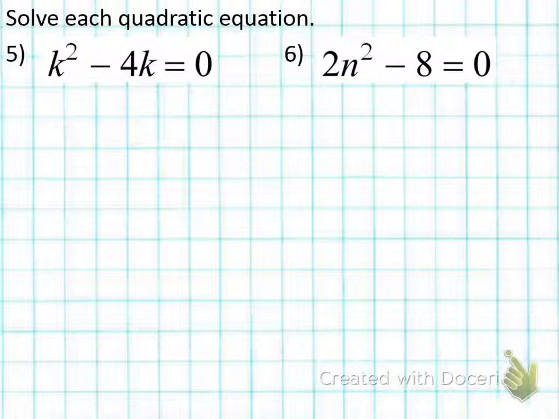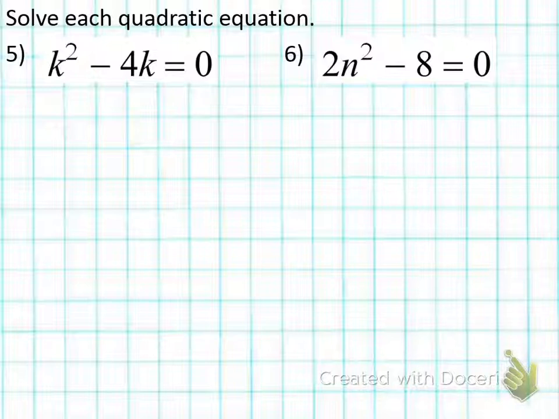Okay. Now on number 5, what do you notice? Is there a C? No. Okay. So remember, what were the 4 steps we have to go through whenever we factor anyways? First step? GCF. Is there a GCF on number 5?